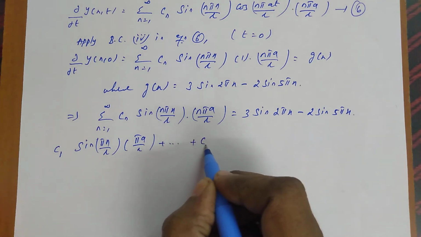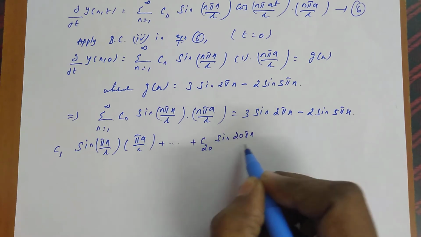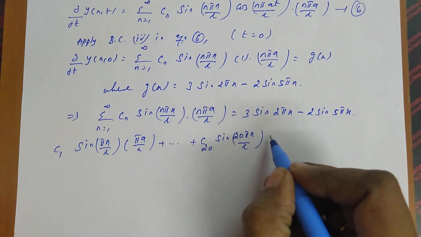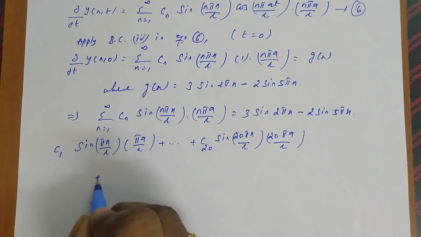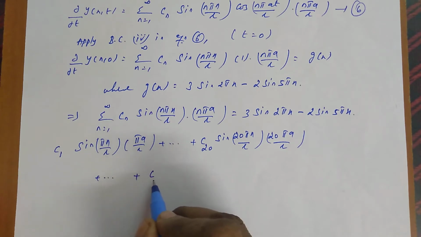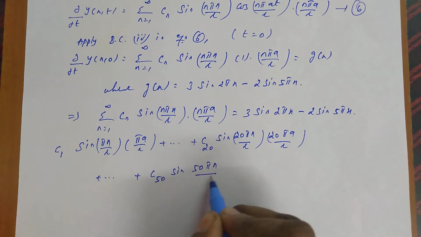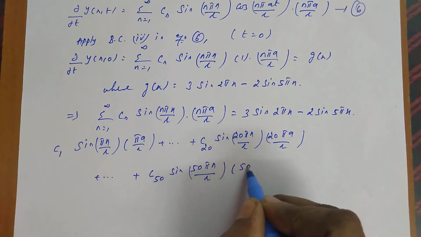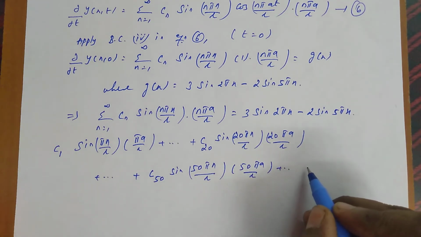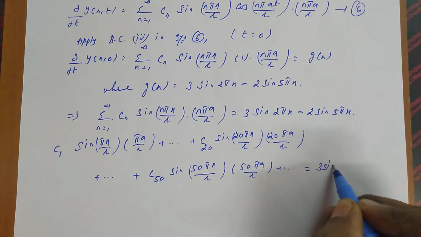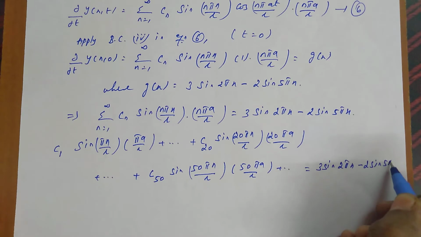Plus C20 sin(20 pi x by L) into (20 pi a by L), again plus etc., plus C50 sin(50 pi x by L) into (50 pi a by L). It will go plus etc., which is equal to 3 sin 2 pi x minus 2 sin 5 pi x.